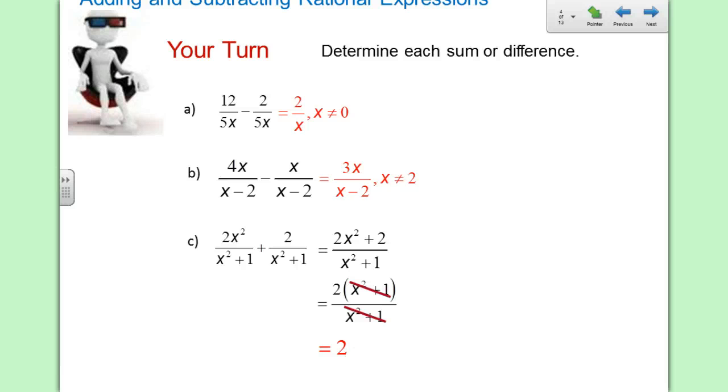Remember, I can only cancel common factors. So if somebody was about to do something silly like cancel this x with this, we can't do that because those are terms and not factors, right? So just a reminder.